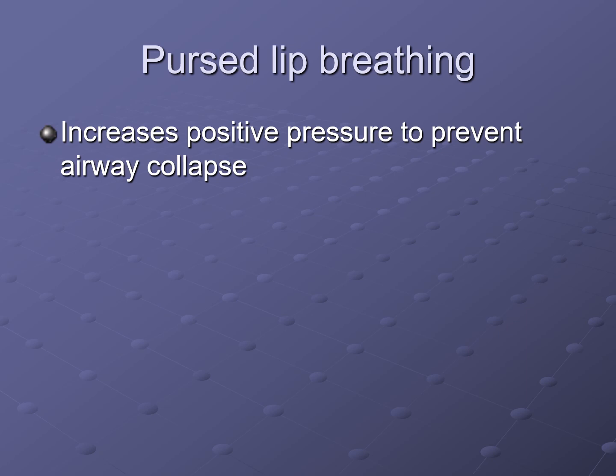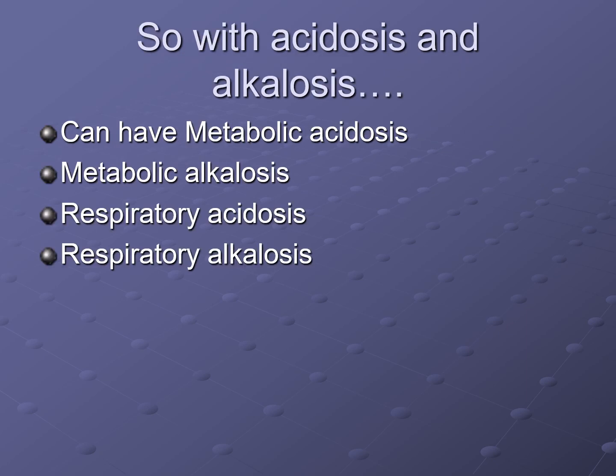One of the things that can be taught to COPD patients is that if you have them do pursed-lip breathing, it'll actually keep that positive pressure high, and it'll prevent that airway collapse so that they can breathe out their carbon dioxide more naturally. So with acidosis and alkalosis, you can be metabolic acidosis, metabolic alkalosis, respiratory acidosis, or respiratory alkalosis.